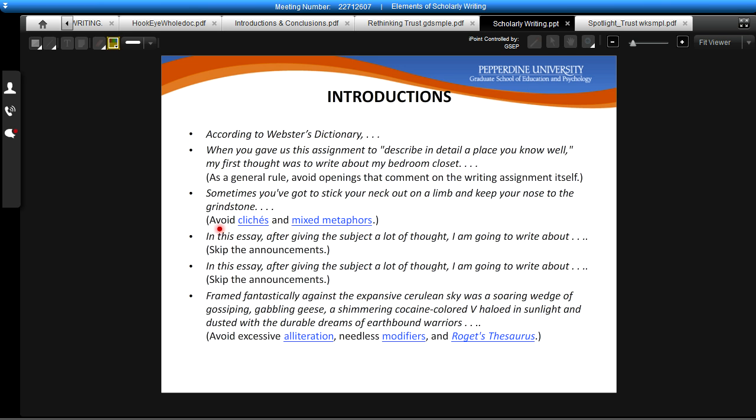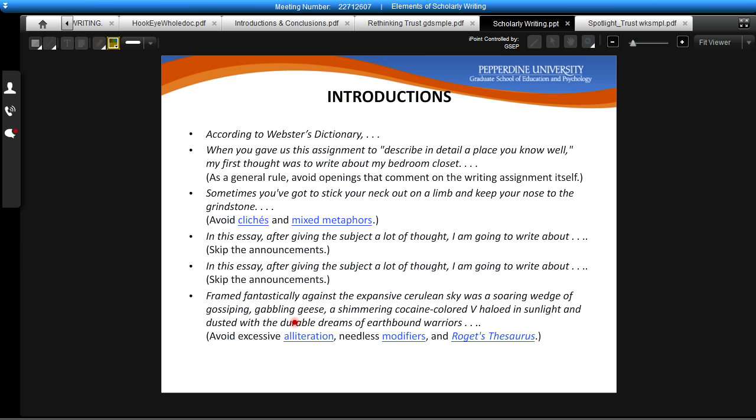A lot of times, writers like to use clichés or mixed metaphors. The APA manual really discourages using these types of figurative language, these linguistic devices. They may sound very eloquent, but they could often mislead the reader, and they're unnecessary. So you want to avoid these mixed metaphors and clichés. We want to skip these announcements, like "In this essay, I'm going to write about."